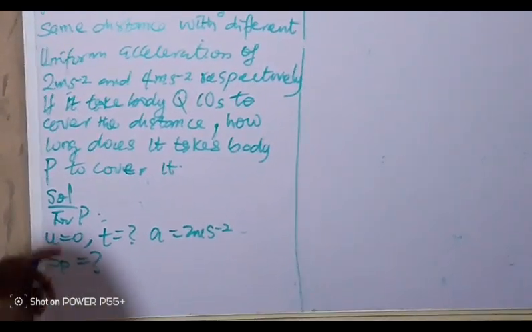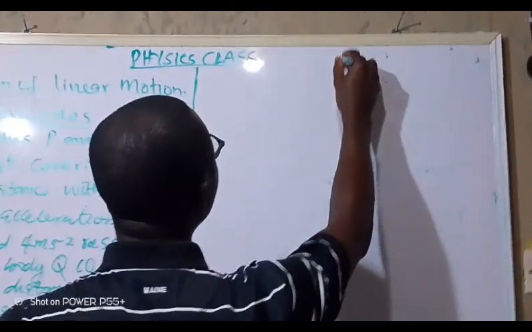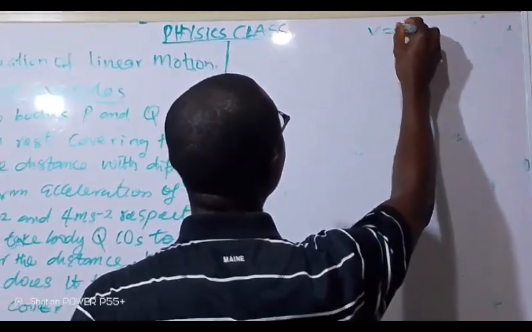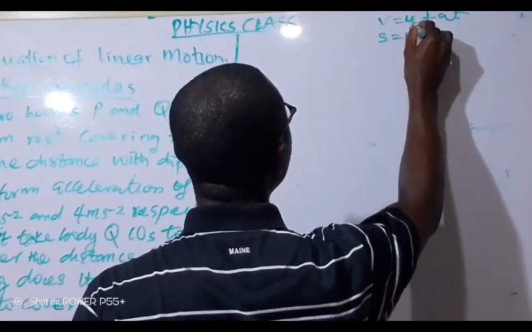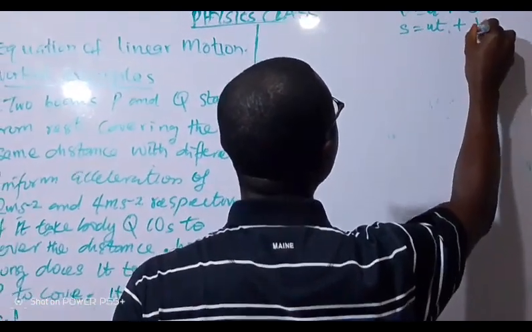So from there now, let's write out our formula. V is equal to U plus AT. S is equal to UT plus half AT square.